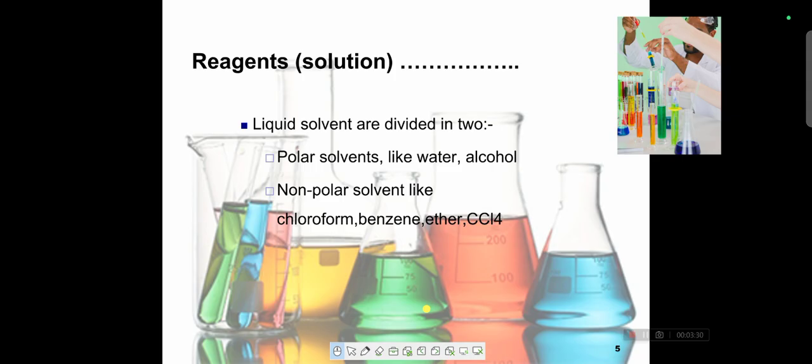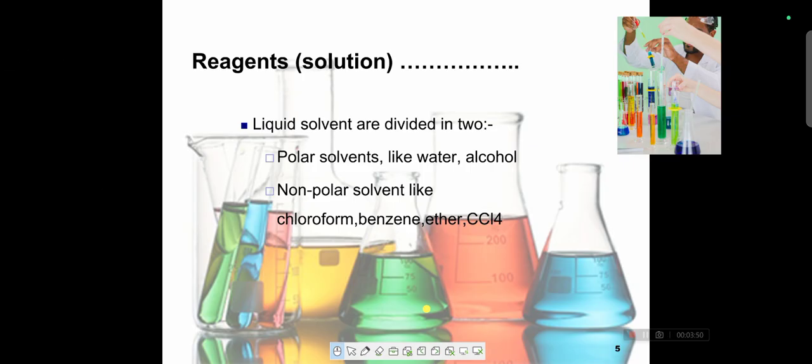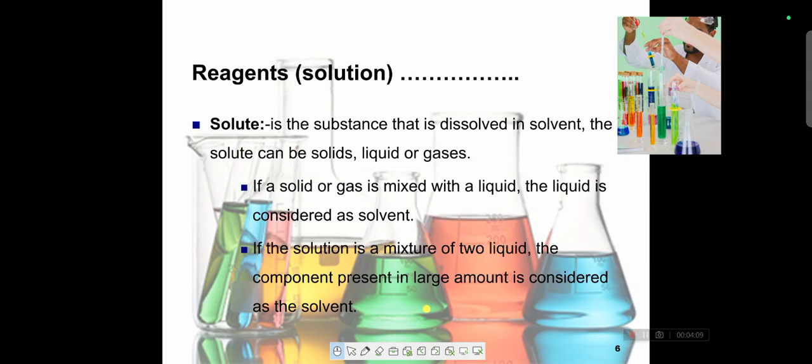Now, liquid solvents are divided into two types. The first one is the polar solvents, for example, water, alcohol, etc. And there are non-polar solvents also. The substances which cannot be dissolved in water need to be dissolved in non-polar solvents. So non-polar solvents are generally used when the solutes are not dissolved in water. These are chloroform, benzene, ether, CCl4, etc. Right? This is clear to you all? This whole solvent thing.